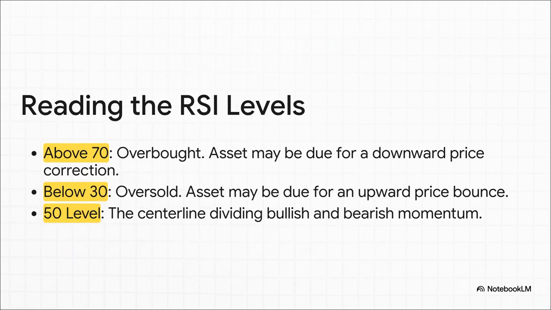Okay, reading the RSI is pretty straightforward. You're just watching three key levels. If it gets above 70, the market is probably overbought. Think of it as being overhyped and maybe due for a cool down. If it drops below 30, it's likely oversold, and a bounce could be coming. And that 50 line right in the middle? That's the 50-yard line. Whichever side the RSI is on tells you who's probably in control of the ball, the bulls or the bears.